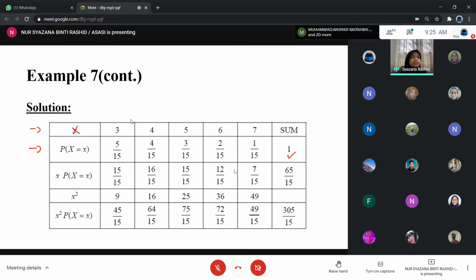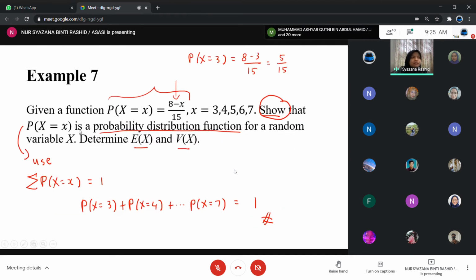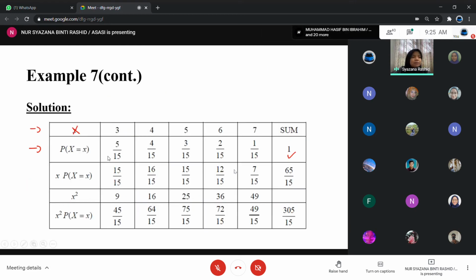That was the show question. For this question, the probability distribution function. Okay, then, determine the mean and variance. Okay, determine the mean and variance. This is the row madam added to our table. This one is X times P. This one is X times P. This one is X square. This one is X square times P.